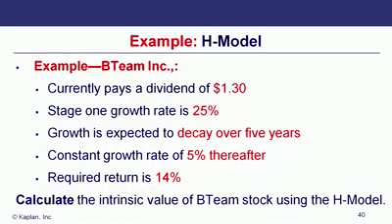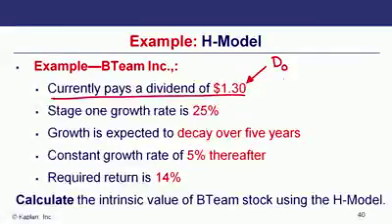So let's put it into practice. Here we have the example, it's the B team. We'll go through the data and to try and keep yourself excited, imagine this is the real exam. Get yourself hyped up. Attack this exactly how you would in the exam. So, B team currently pays a dividend of $1.30. That tells me current, that is D0.